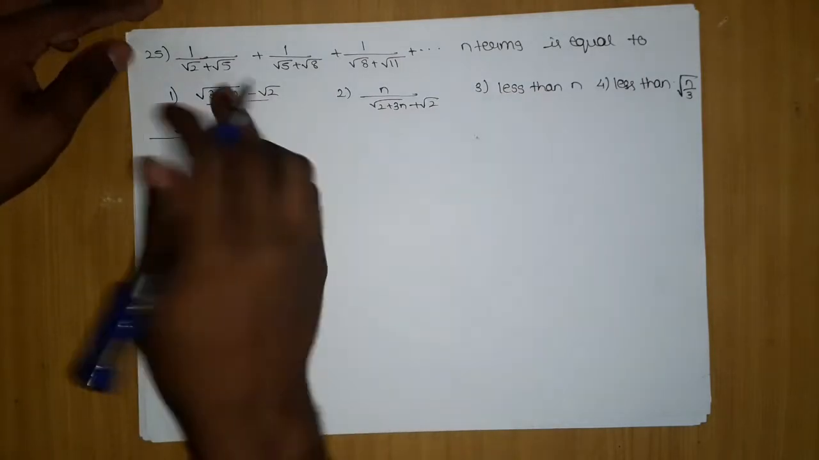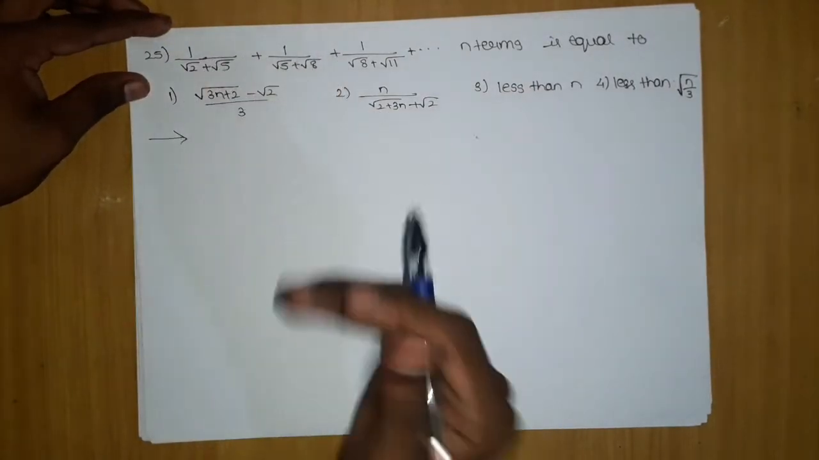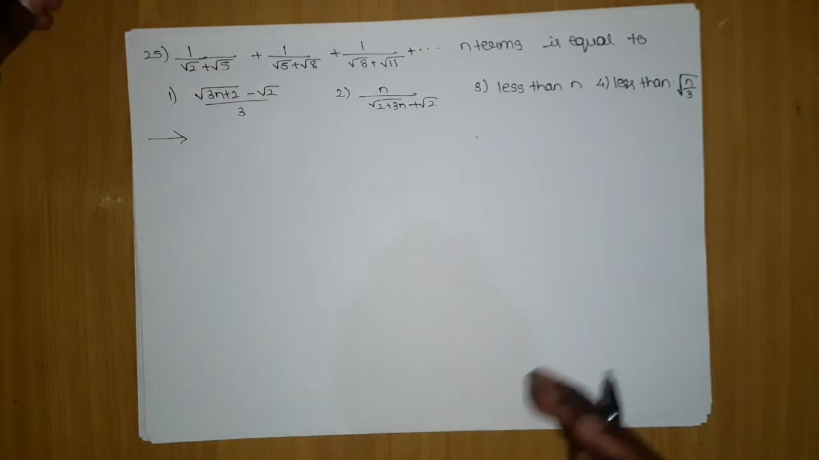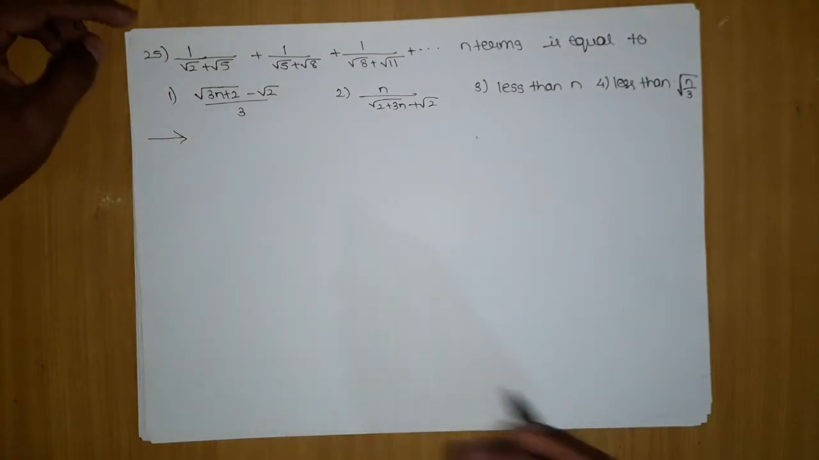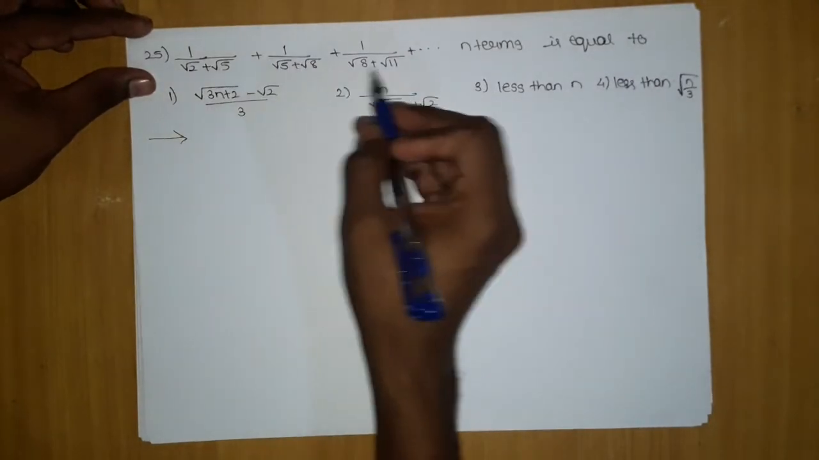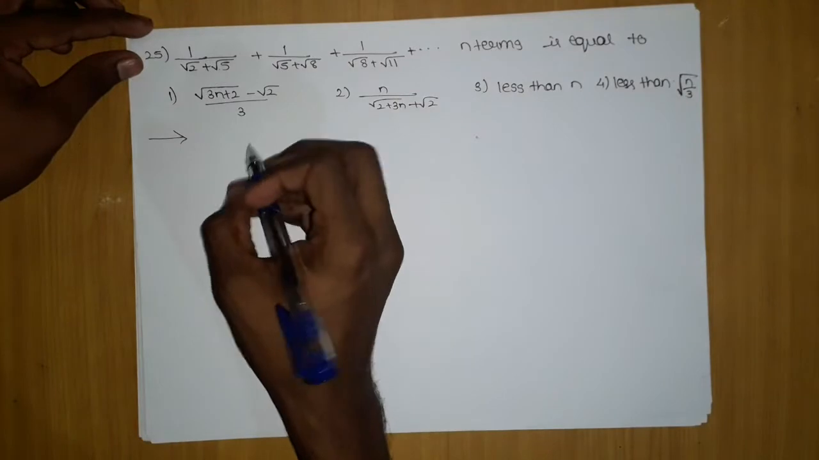Now whenever you see these types of patterns with under root, the best approach is to rationalize. In limits also you will rationalize continuously when you come across algebraic limits. So this pattern is very obvious. You have to rationalize. This is a very general approach, so I will rationalize.